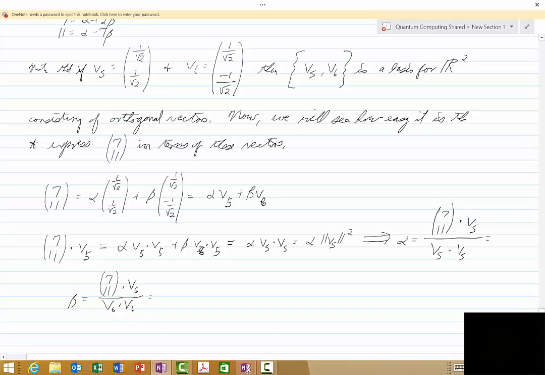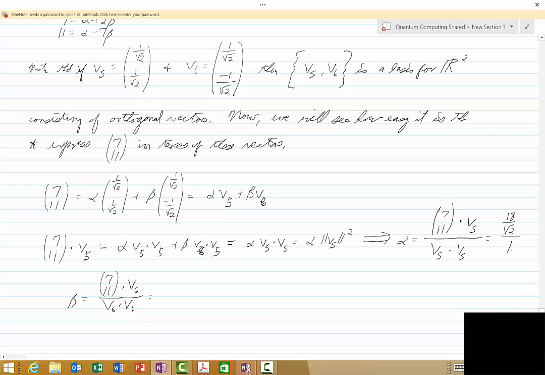(7, 11) dotted with V5 would be 7 times 1 over the square root of 2 plus 11 times 1 over the square root of 2. So that's 18 over the square root of 2. And then on the bottom, V5 dotted with V5 is 1 over square root of 2 times 1 over square root of 2, so that's 1 half, plus 1 over square root of 2 times 1 over square root of 2, which is 1 half. So it's just 1.